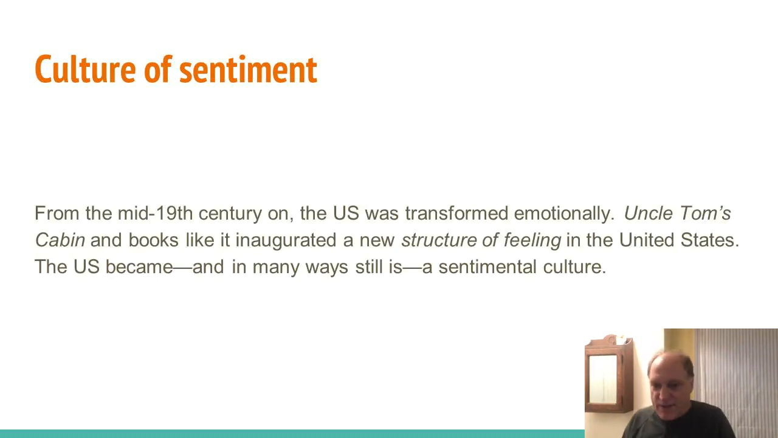It's also the central piece of evidence that from the mid-19th century on, the United States was transformed emotionally. Uncle Tom's Cabin and dozens of books like it inaugurated a new structure of feeling in the United States. The US became, and in many ways still is, a sentimental culture. What I mean by that is that sentimentalism, again, the structure of feeling in which the ability to sympathize or empathize with others is what defines who counts as human and who does not. Sentimentalism became widespread, became hegemonic, became common sense.